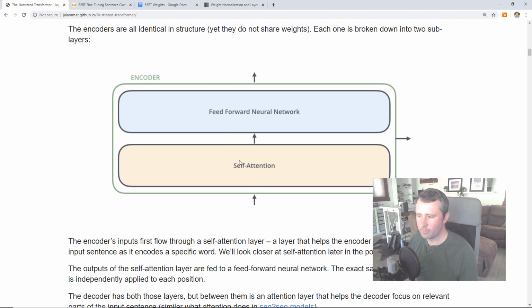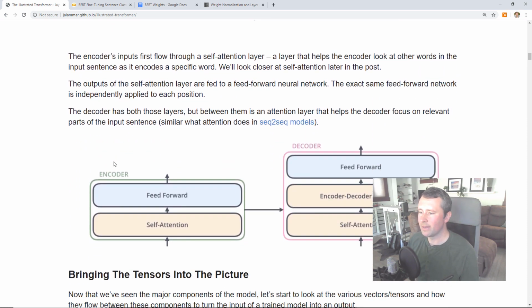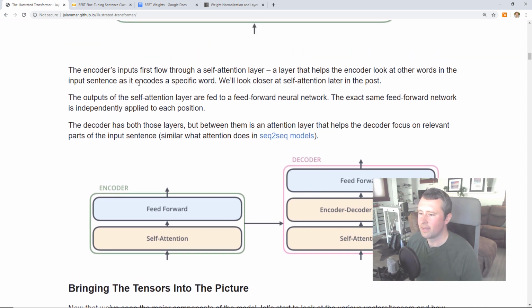All right, back to the high-level picture. We've got self-attention and the feed-forward neural network. We saw that other than the embedding layer, there were 4 key pieces to an encoder layer. So we'll have to figure out where those align to this picture. But at a high level, a self-attention layer is one that helps the encoder look at other words in the input sentence as it encodes a specific word. Okay, so I think that makes sense.